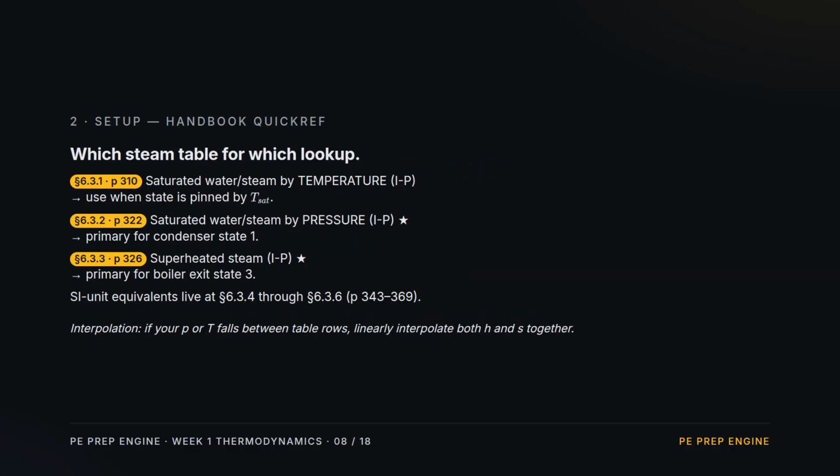3 steam tables do 90% of the work. Saturated by temperature, when you're given a saturation temperature. Saturated by pressure, for the condenser state, since condenser pressure is given. Superheated, when you have a pressure and a temperature above saturation, like the boiler exit. SI equivalence exists too. If a value falls between table rows, interpolate enthalpy and entropy together, not separately. They're tied to the same state.